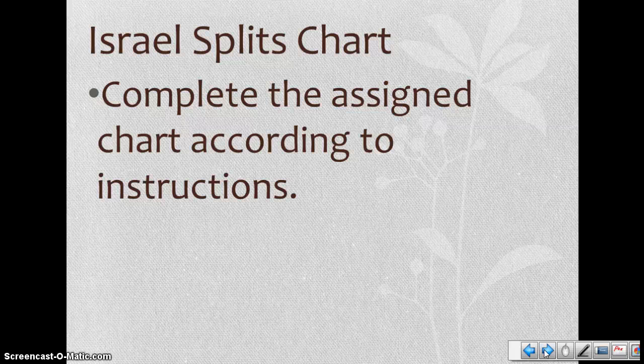chart for the south. All of you will read 1 Kings chapter 13, verses 33 and 34, and 1 Kings chapter 16, verses 29 to 34, and answer the 4 questions below the chart. Take a moment to pause the video, read those sections, and fill them in now.